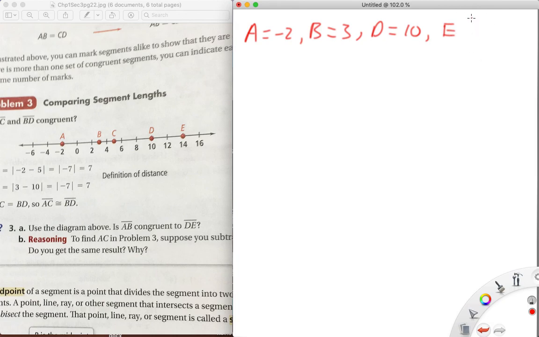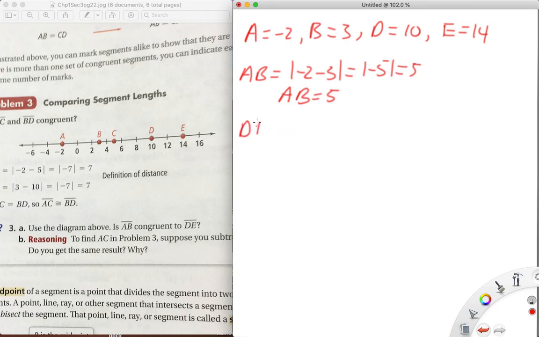So I'm going to use the distance equation and say that AB is equal to the absolute value of -2 minus 3, which is the absolute value of -5, which is 5. So AB equals 5. I'm going to say that DE is equal to the absolute value of 10 minus 14, which is the absolute value of -4, which is 4. And DE equals 4.